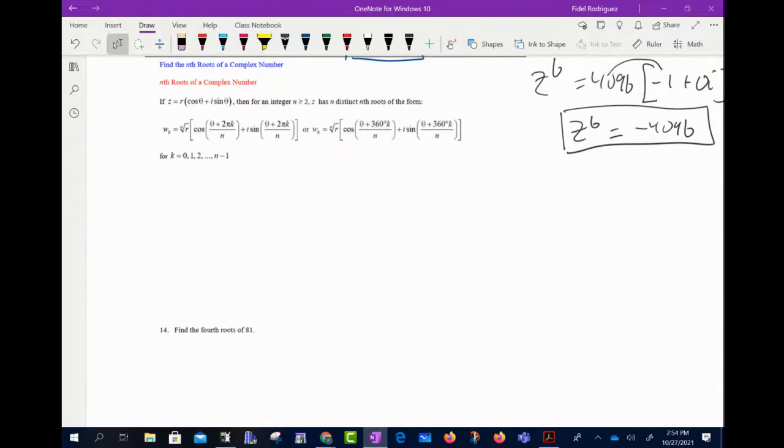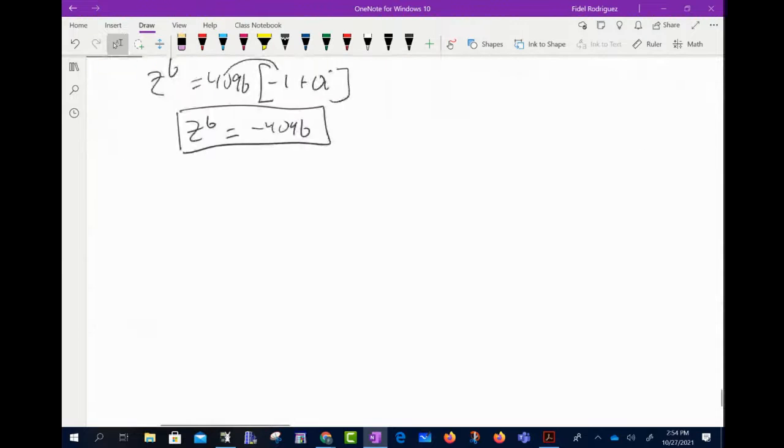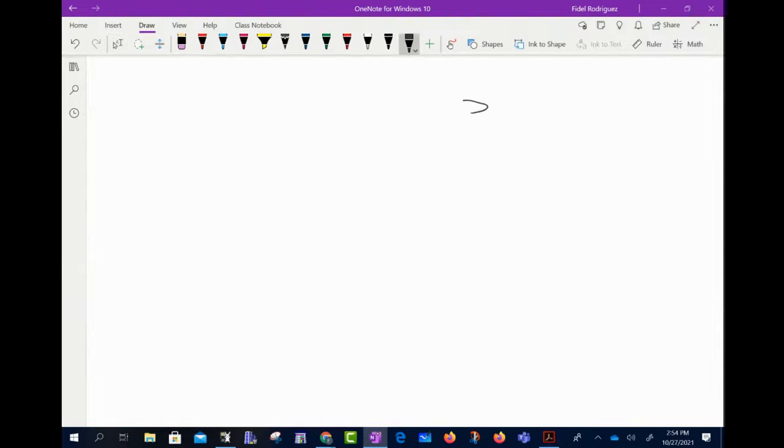And so it says, find the nth roots of a complex number. Okay, so remember, y'all, when we're doing roots, we understand what a square root means, right? Let me ask y'all a quick question. Do y'all know what the cubic root of 8 is? Or do you know what the cubic root means?